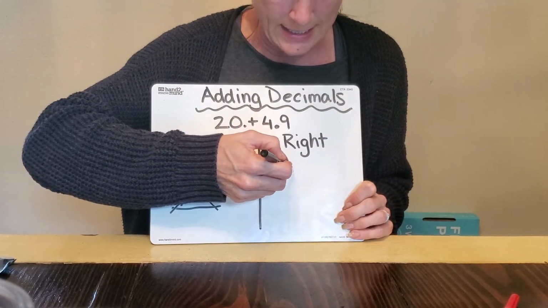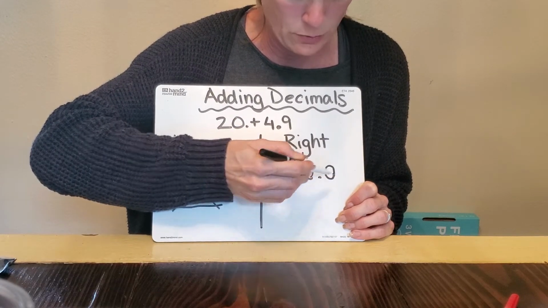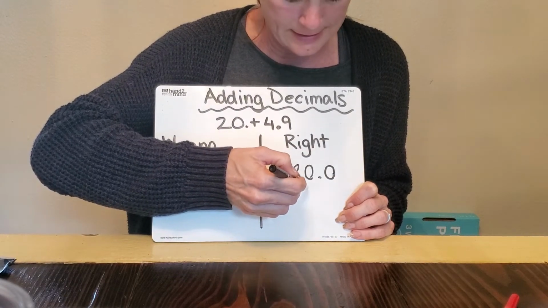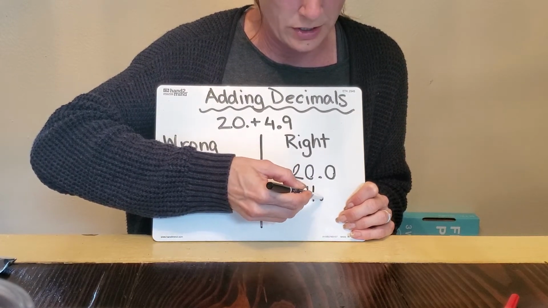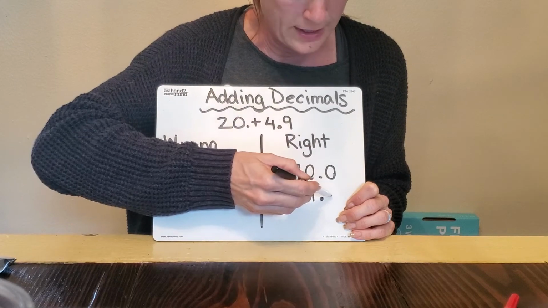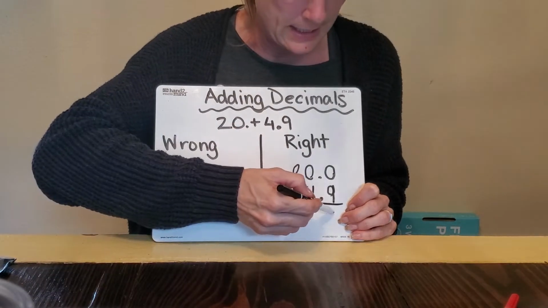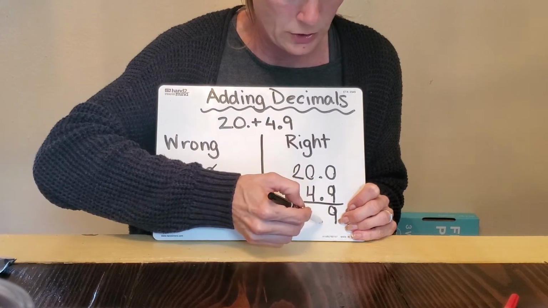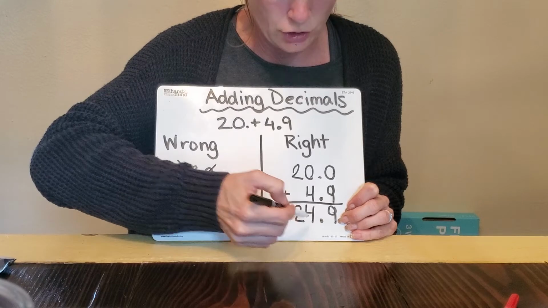The right way would be to put 20.0 plus, and then you add your ones place up, the 0 and the 4 in the ones place, 4.9. Then you add it, 9. You drop your decimal, 4 and 2.